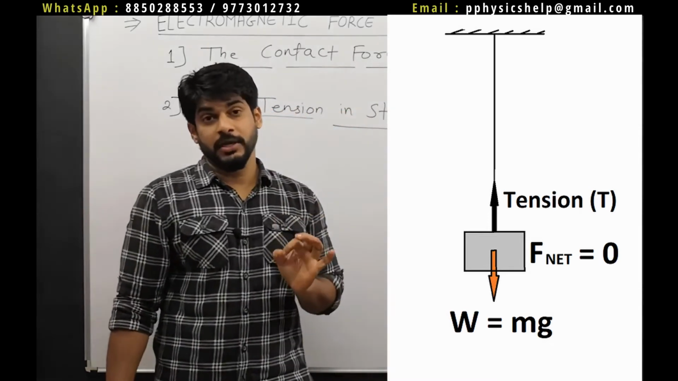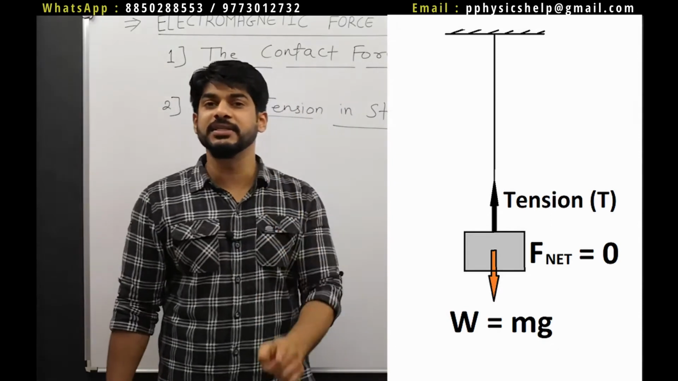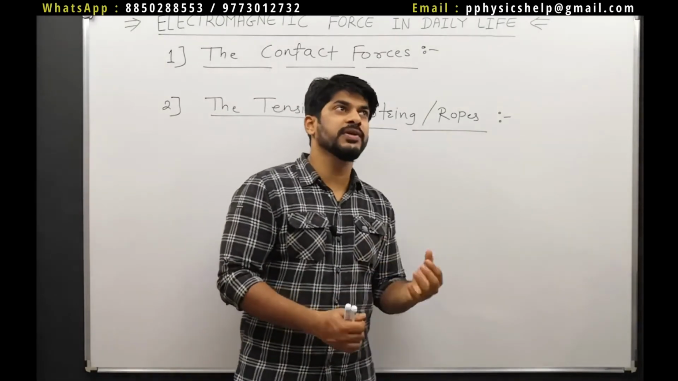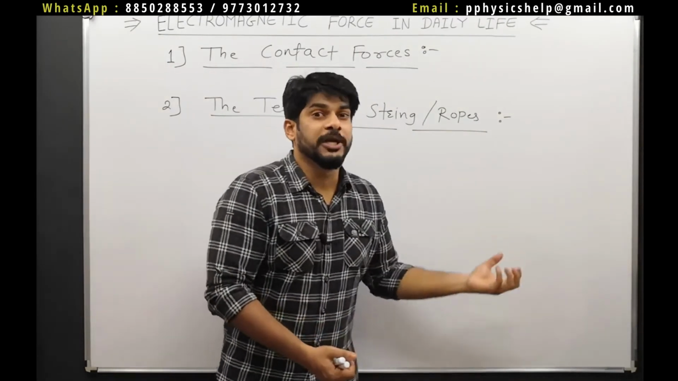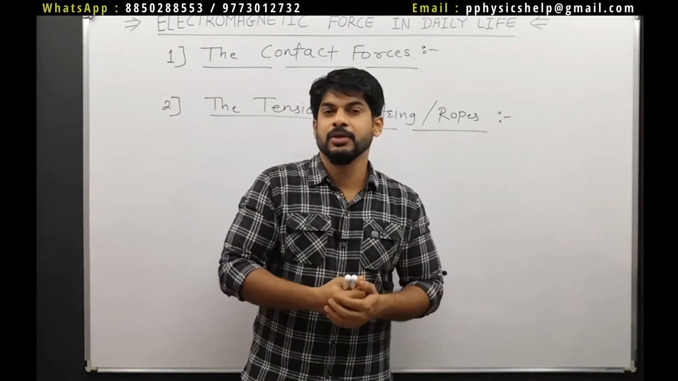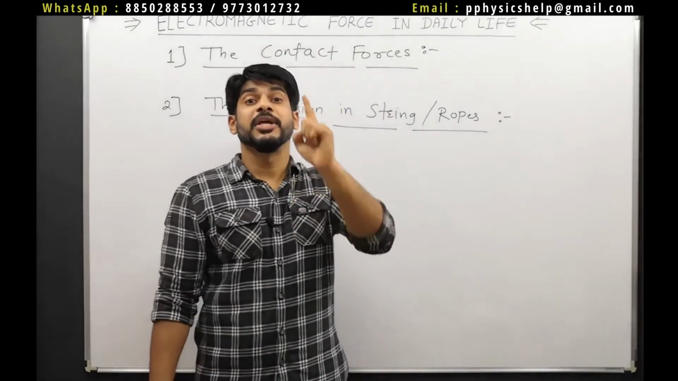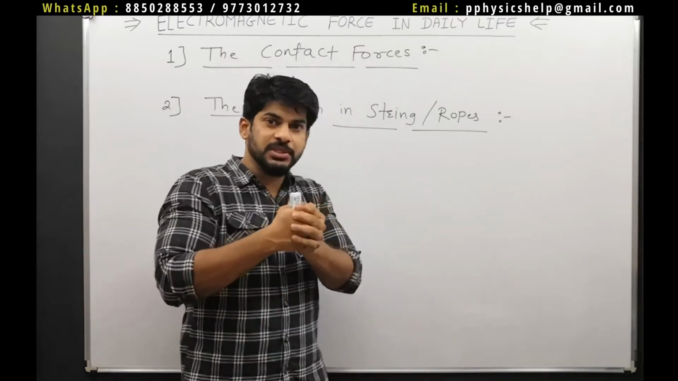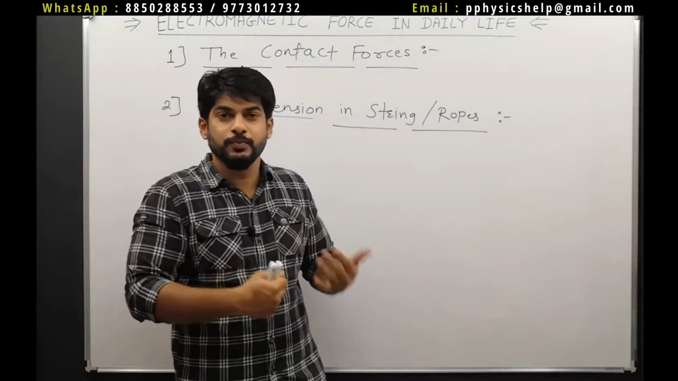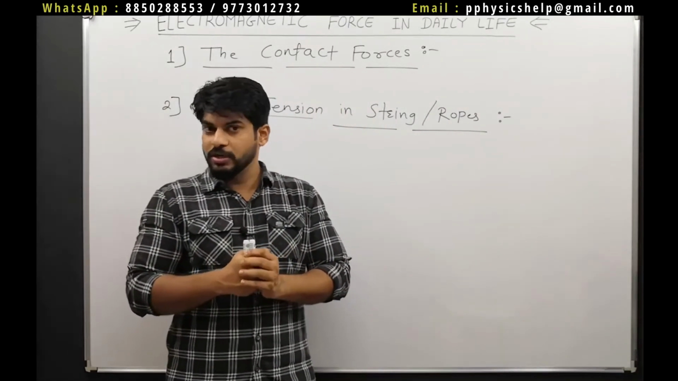Every string exerts this force on any object that is tied to its end. It's not always the object which is tied. Sometimes we may be pulling it. In that case also, the string exerts the tension force on the agency which is pulling it. Like right now, I am the agency who is pulling it, so the string will exert that tension force on me also.